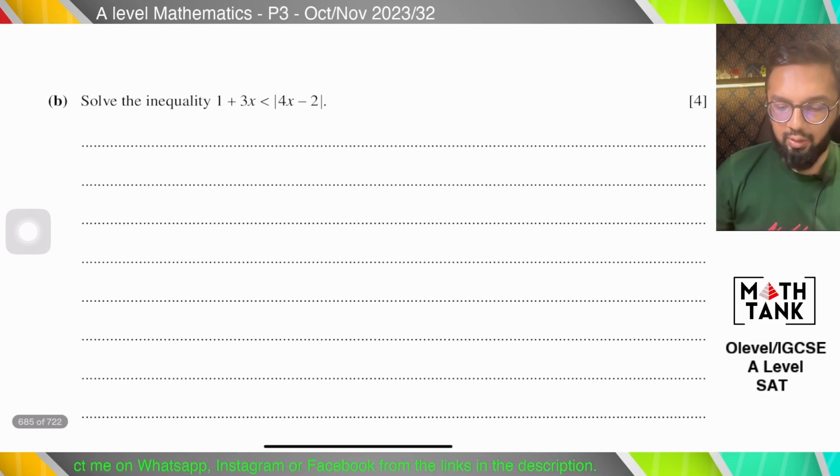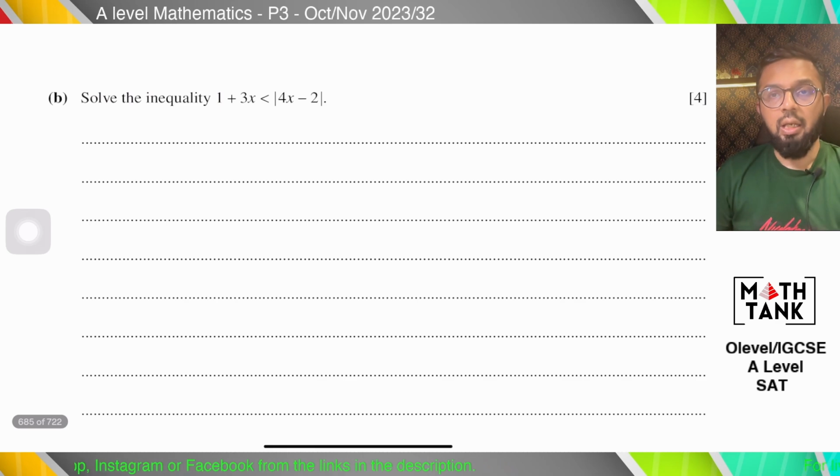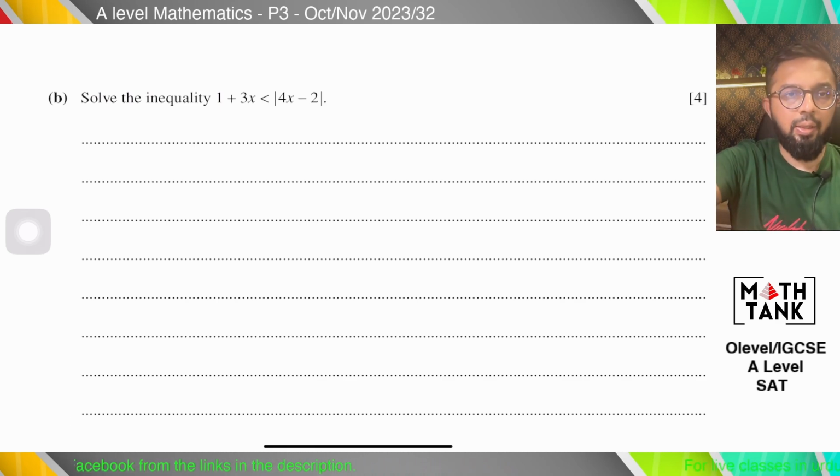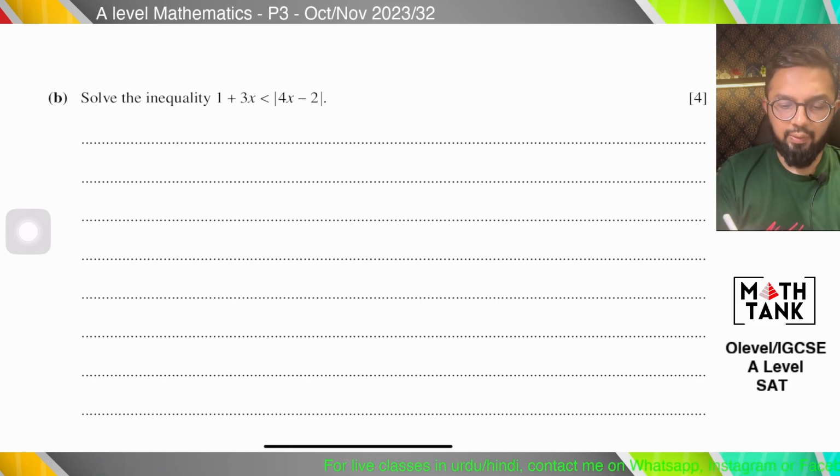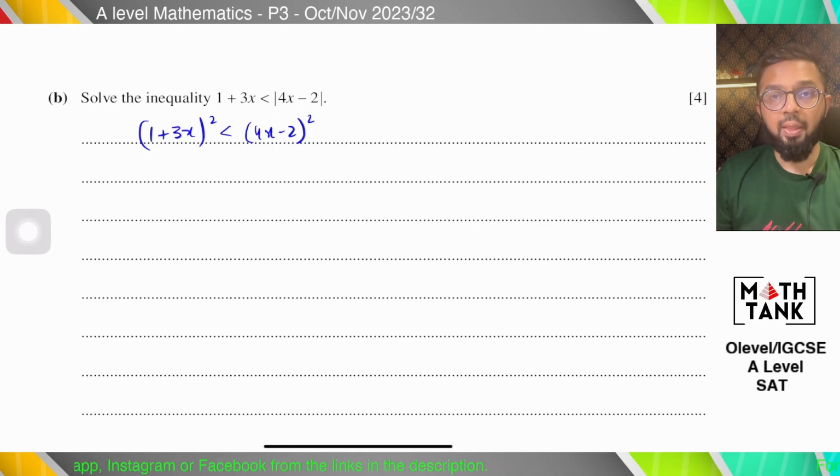It says solve the inequality 1 plus 3x modulus is less than 4x minus 2. I could solve this using the graph. I could draw it on the graph and sort of come up with an answer. I could also do it without the graph as well and say that I will square both sides. 1 plus 3x squared is less than 4x minus 2 squared. I could also do a plus and a minus.